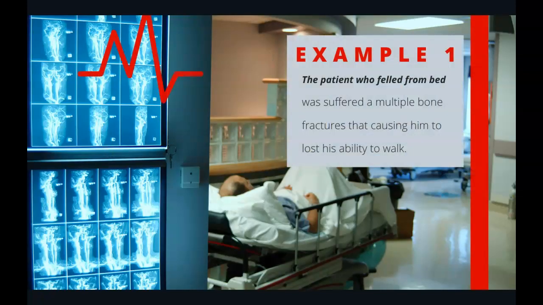We look at an example. This example is related to the previous case. Do you still remember the 75-year-old man who fell from his bed because of his dementia and eyesight problem, when he wanted to go to the toilet? Now we look at what happened to him. He suffered multiple bone fractures. He could not walk anymore because the spinal cord was also affected, causing him to be paralyzed for the whole of his life.